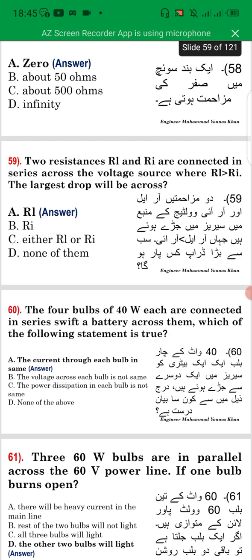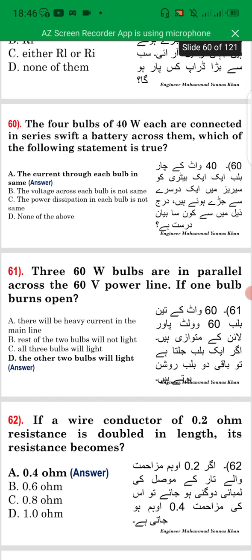Four bulbs of 40 watt each are connected in series across a battery. Which of the following statements is true? The current through each bulb is the same. The voltage across each bulb is not the same. The power dissipation in each bulb is not the same. None of the above. The current through each bulb is the same.